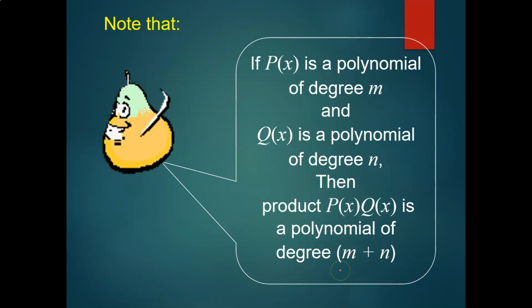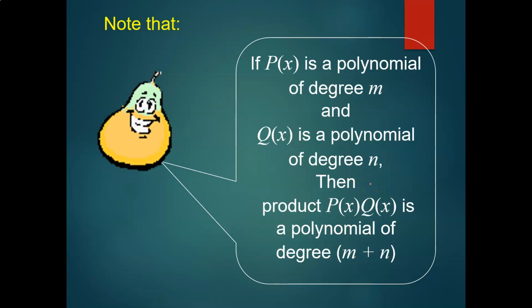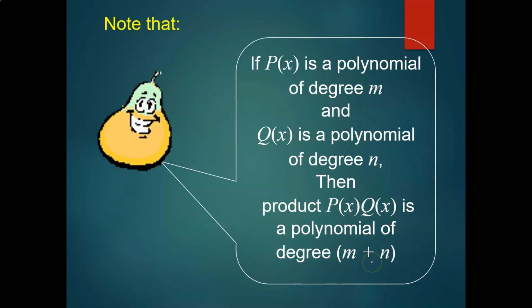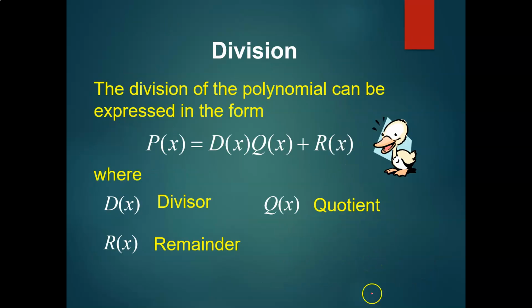Ni macam what you have learned in indices dalam index chapter 1, kan? Kalau kuasa dia sama, degree dia sama, bukan degree dia sama. If you have a degree and then you want to multiply that term, so dia akan jadi hasil tambah. Okay. Samalah juga for this polynomial.